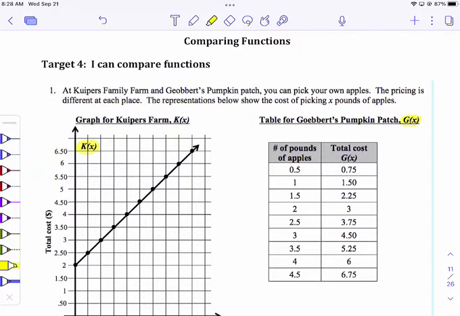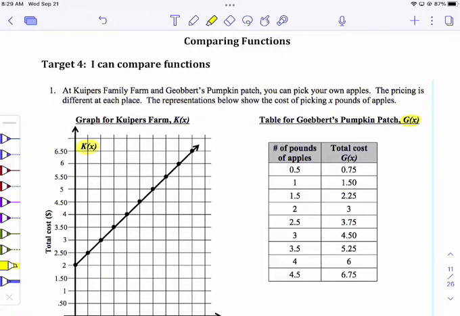There's two different farms in this problem, and it's nearing Halloween, so some people go to pumpkin patches during Halloween, pumpkin farms. So this one has two different farms. I think that one's called Cooper's. Is that how you say that? Kuipers? Coopers? I don't know. We're gonna call it Cooper's. Cooper's Family Farm in Gobert's, that I know I'm pronouncing correctly, because I've actually been there. Pumpkin patch. You can pick your own apples. So we're not buying pumpkins, we're buying apples.